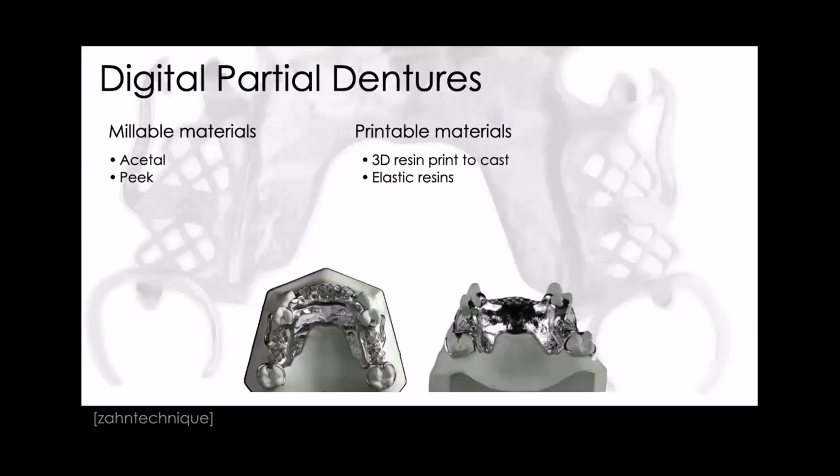Now we're going to talk a little bit about digital partial dentures and the materials associated with them. So we have some malleable materials, which is either acetal or PEEK, and then printable materials, which would be 3D printed resin. We use those to actually do a casting for metal partials. And then we have elastic resins as well. And one I forgot to write down actually is we can now SLM partials. SLM stands for selective laser melting. That is actually a metal printing process. And there are a few companies, they now do that.